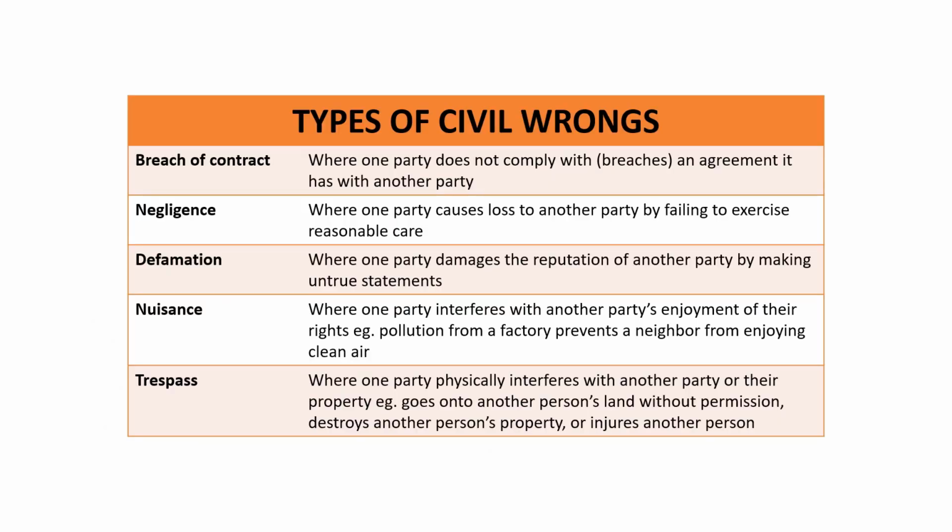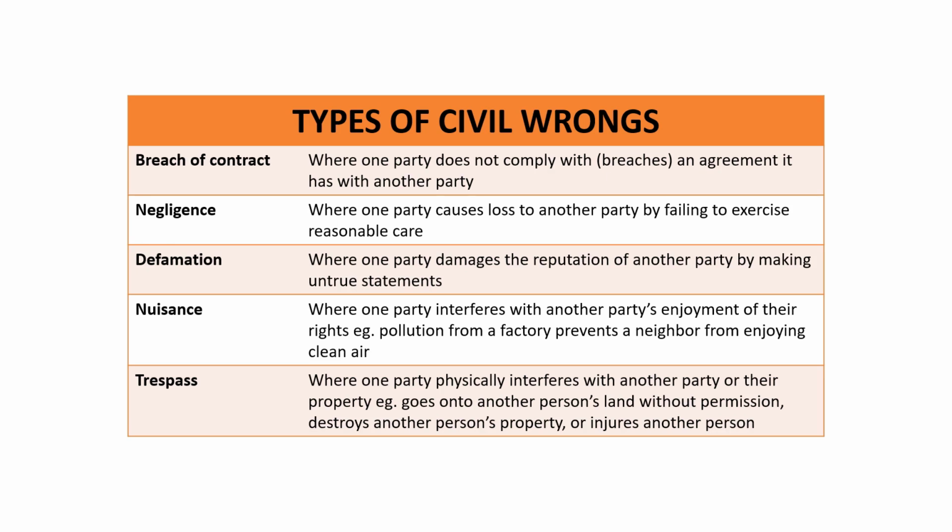The most common types of civil wrongs are breach of contract, negligence, defamation, nuisance, and trespass. Breach of contract is where one party does not comply with, that is, breaches, an agreement that that party has with another party. Negligence is where one party causes loss to another party by failing to exercise reasonable care. Defamation is where one party damages the reputation of another party by making untrue statements.